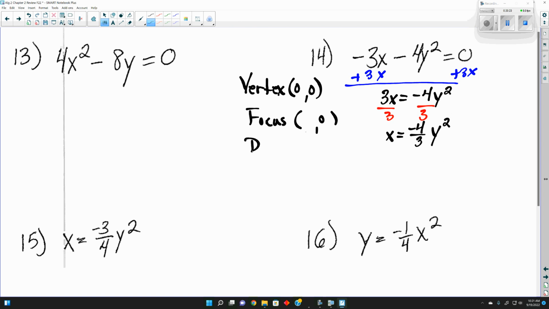The directrix is the equation x is equal to negative p. And the axis of symmetry, y is equal to 0.